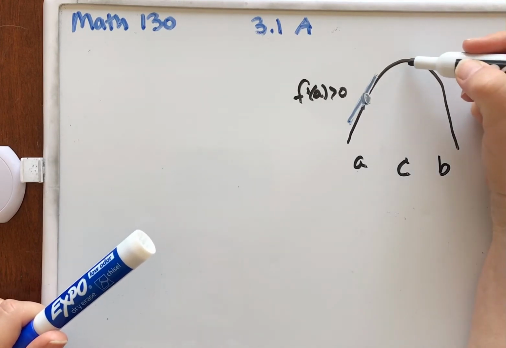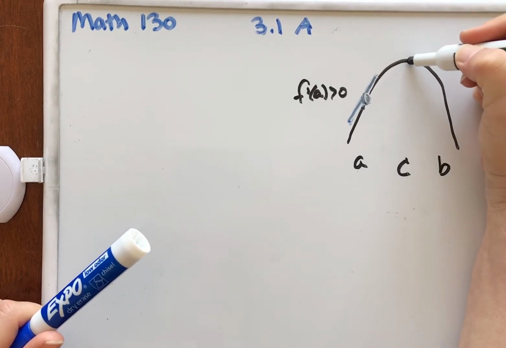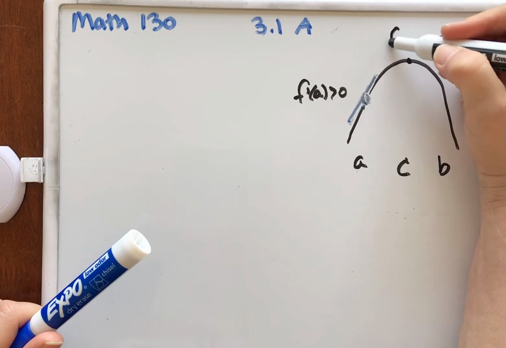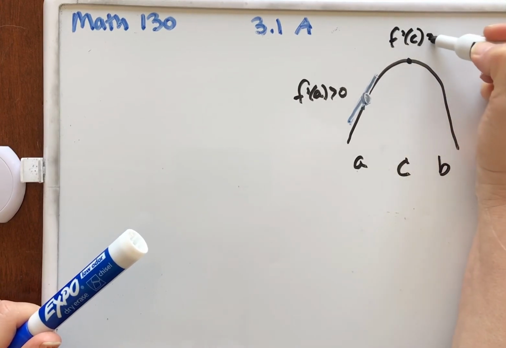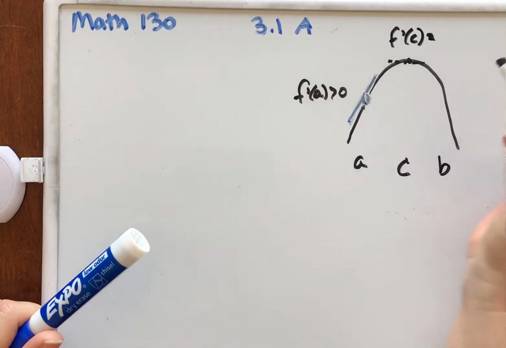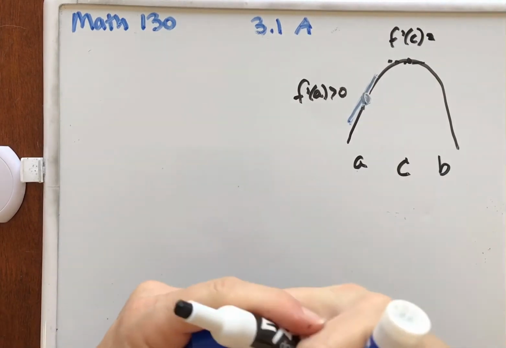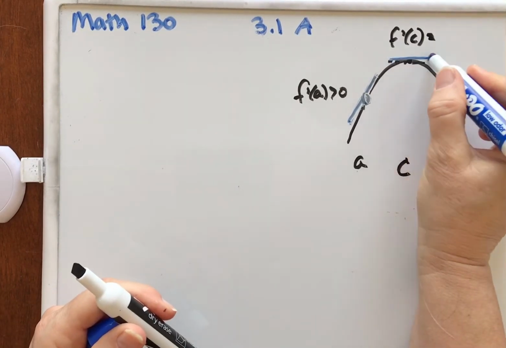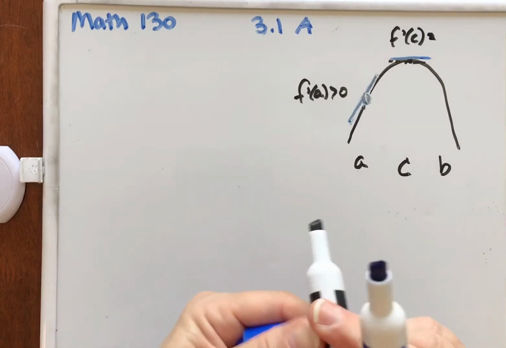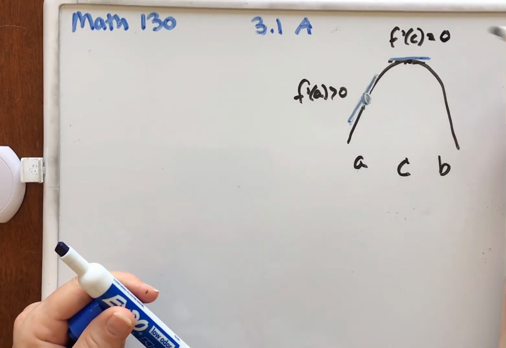Okay? So now here we have c. This is f of c. What can we say about f prime of c? That's right, f prime of c, because the slope is 0. So I'm just going to draw a tangent line to c, equals 0.